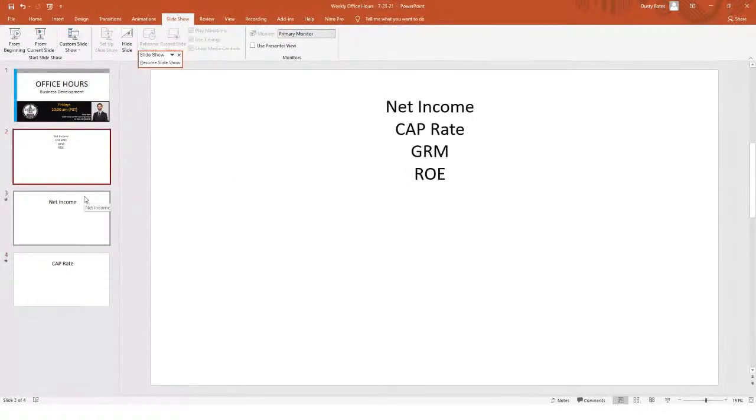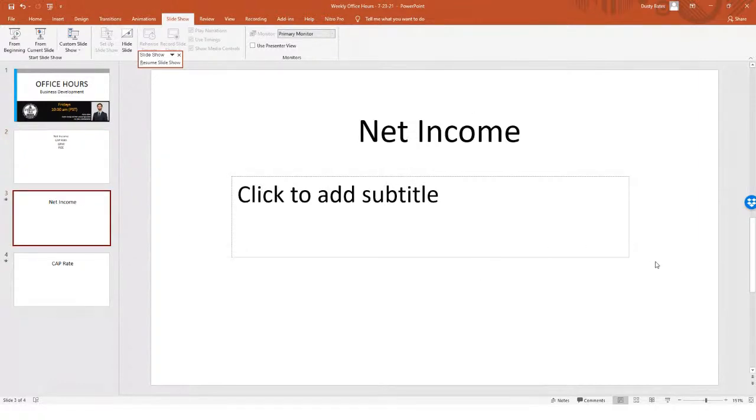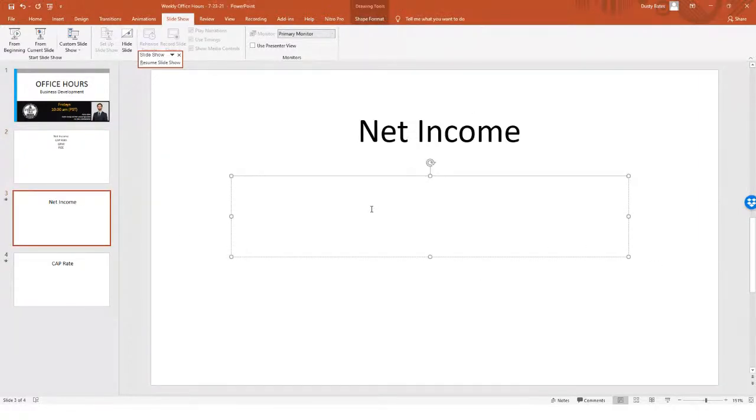So talking about net income, cap rate, gross rent multiplier, return on equity. Let's start with net income. The net income is the income that you would receive after the expenses. Now, these are operational expenses. So this would be essentially like this. So we'll say collected income, because there could be tenants that are not paying, or you could have some vacancies. So this is the income collected, not the scheduled income.